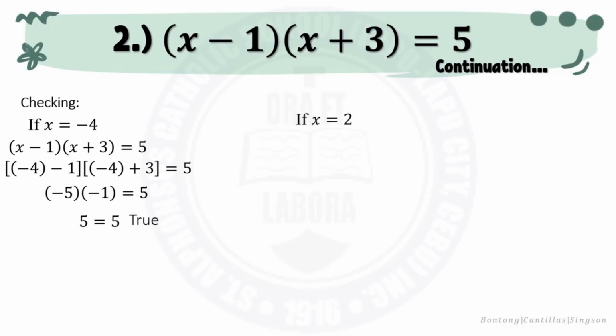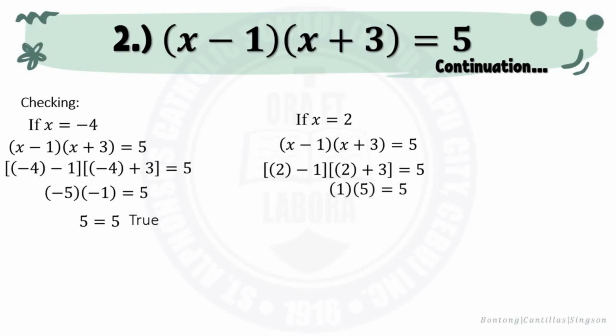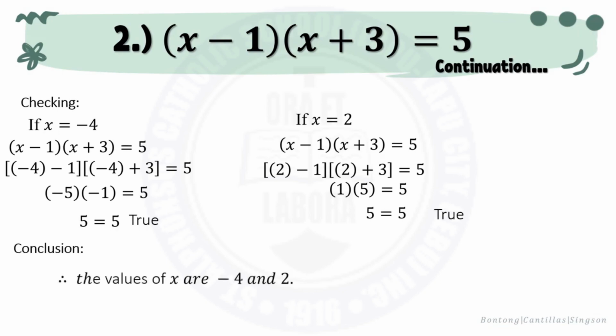Next, if x is 2, write the given, substitute the value of x, which is 2. So, you have there 2 minus 1 times 2 plus 3 equals 5. So, 2 minus 1, that's 1. 2 plus 3, that's 5. 1 times 5 is 5. 5 equals 5 is true. And then, you write your conclusion. Therefore, the values of x are negative 4 and 2.